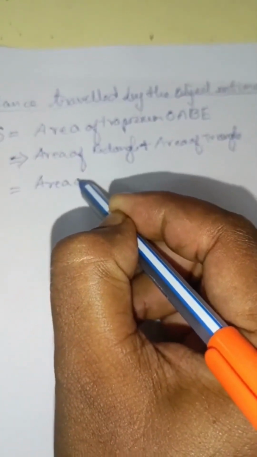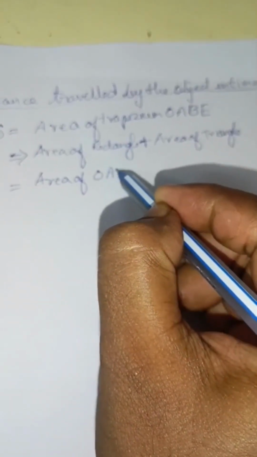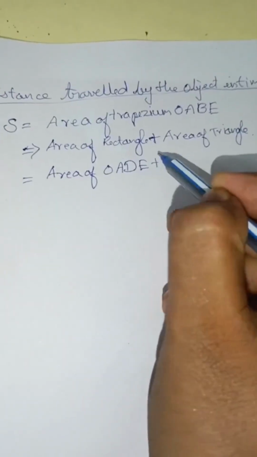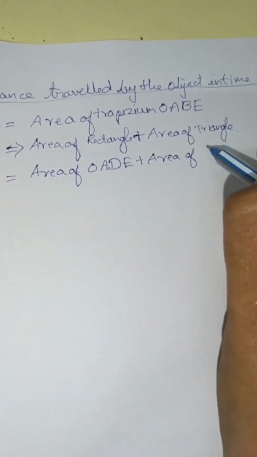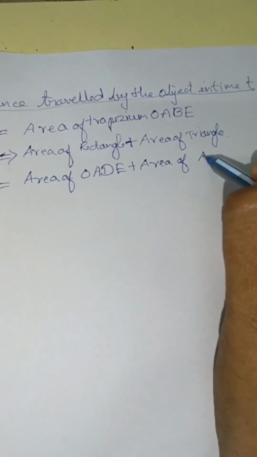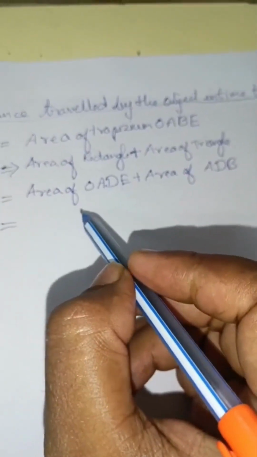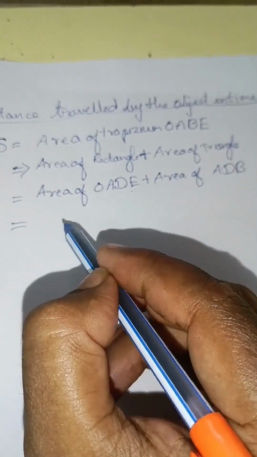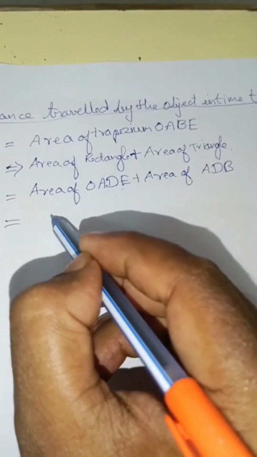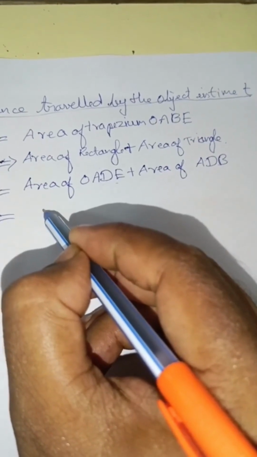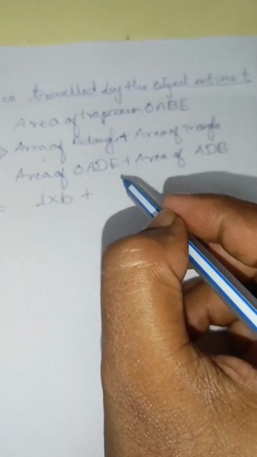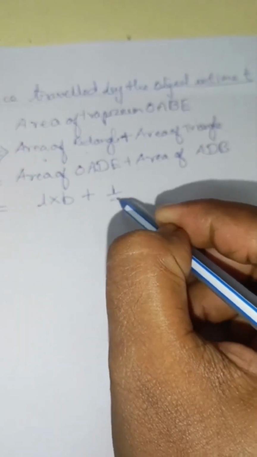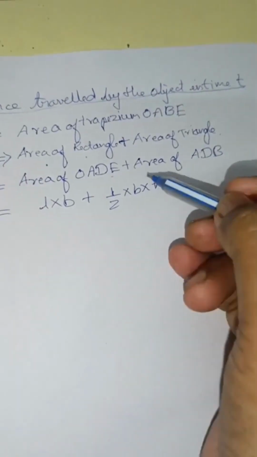Sir, what is the area of rectangle? The area of rectangle is OADE, plus the area of triangle ADB. So let us talk about the area of OADE. What is this area of OADE? That is nothing but L into B. Area of rectangle is L into B, plus the area of ADB is nothing but half times B into H. I hope you will be very clear.